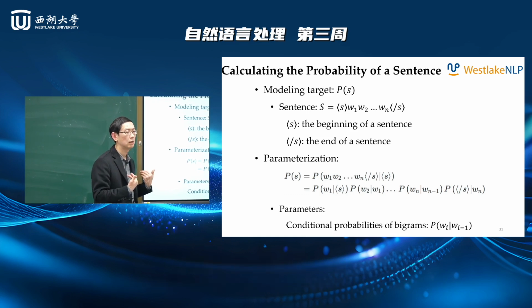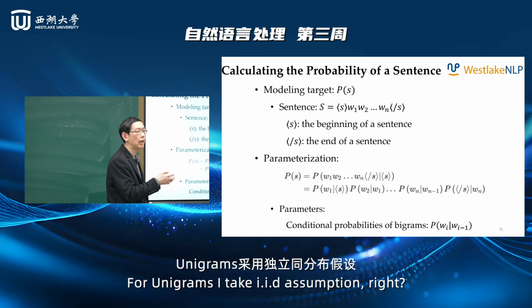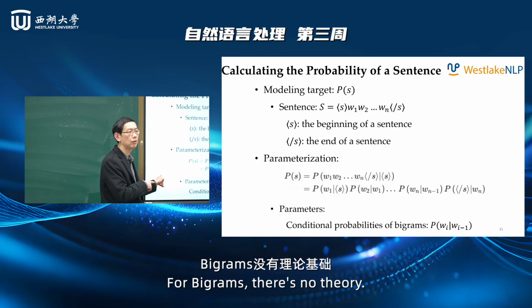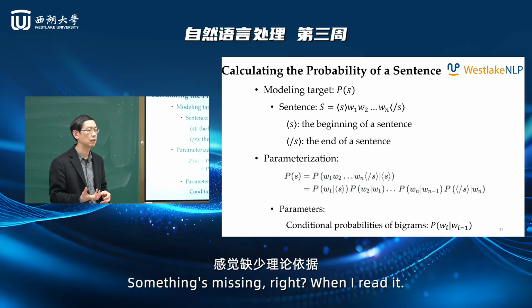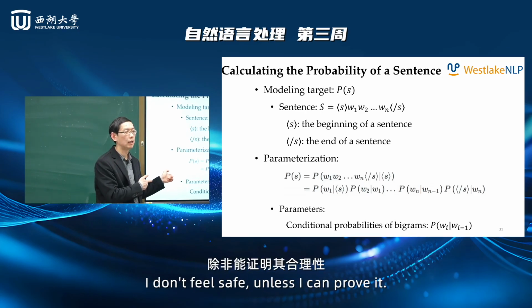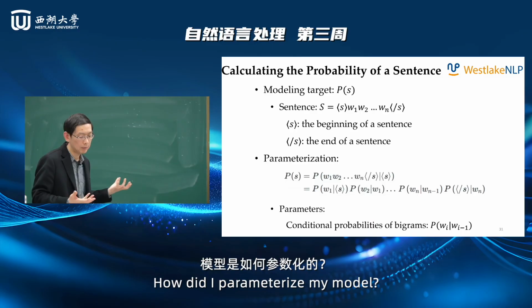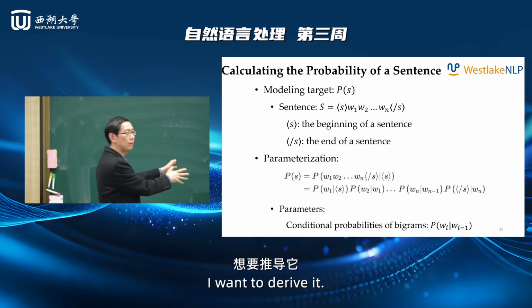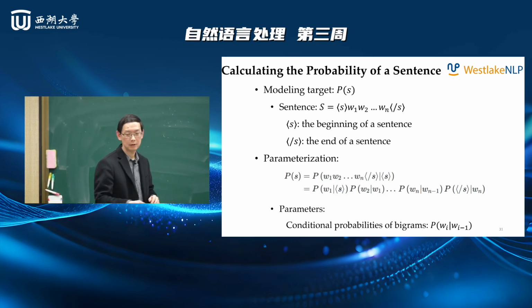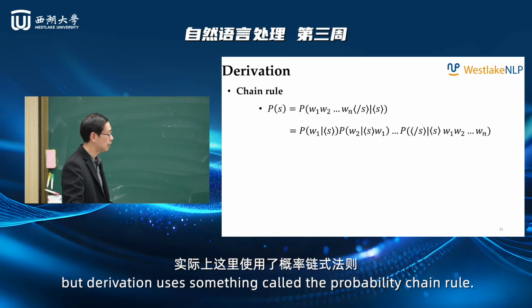And you might ask me, is that true? Why do you do that? For unigrams, I take the IID assumption. For bigrams, there's no theory. I just multiply all the bigram probabilities together. Something's missing. When I read it, I don't feel safe, unless I can prove it. How did I parameterize my model? I want to derive it. Actually, there is a derivation. But the derivation uses something called the probability chain rule.